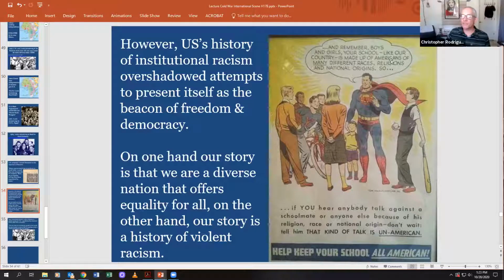And remember, boys and girls, your school, like our country, is made up of Americans of many different races, religions, and national origins. So if you hear anybody talk against a schoolmate or anyone else because of his religion, race, or national origin, don't wait. Tell him that that kind of talk is un-American.